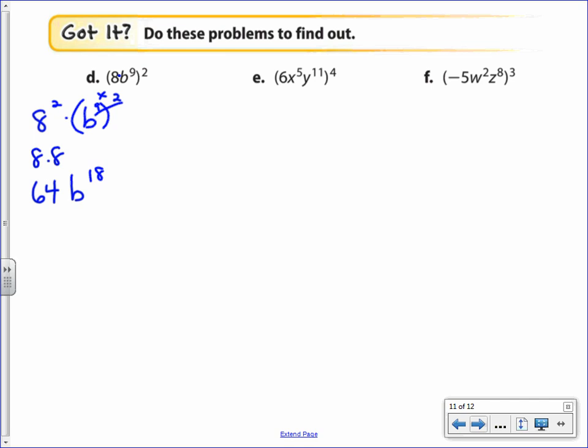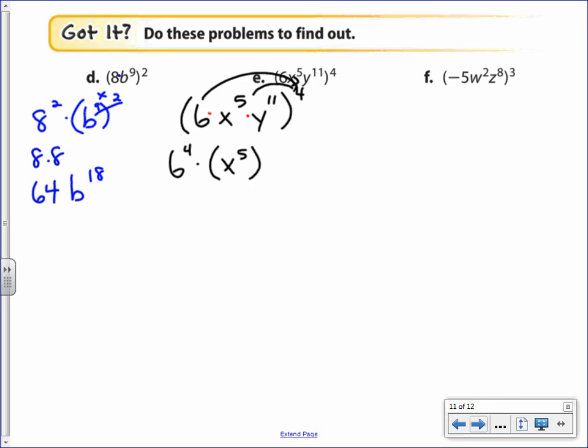The next one, I have quite a few terms here, so I'm going to rewrite it. 6x to the 5th, y to the 11th, or pieces. They're not really terms. I call them pieces. 6 to the 4th, x to the 5th in parentheses to the 4th, y to the 11th in parentheses to the 4th. Strongly recommend that you do this step. Do not skip it. 6 to the 4th is 4 sixes, repeated multiplication. 6 times 6 is 36, and 6 times 6 is 36, so we'll figure that out in a minute.